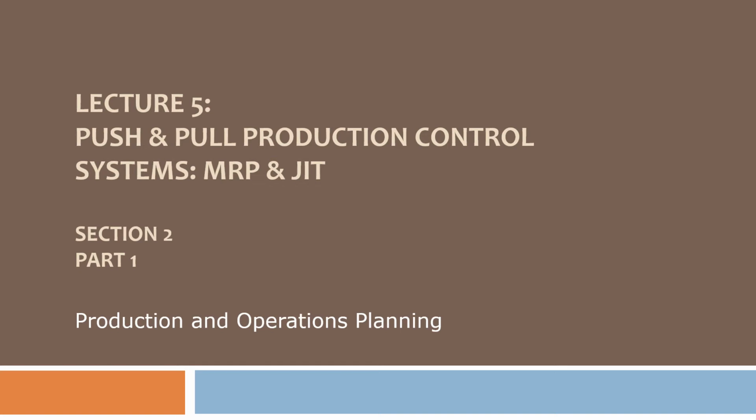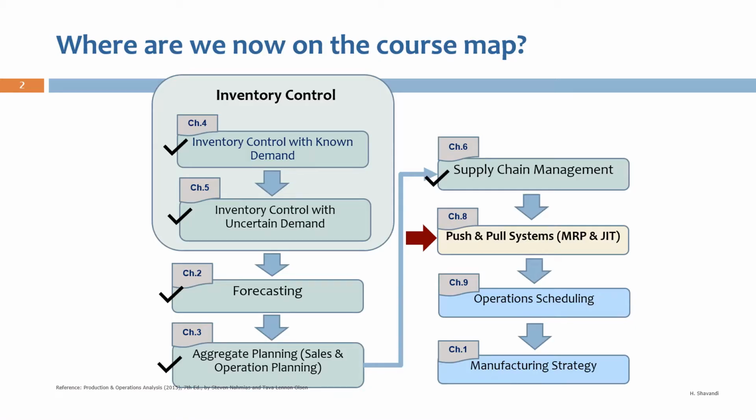Hi everyone, let's continue lecture 5 or chapter 8 of the textbook about push and pull production control systems, or MRP and just-in-time. We had section 1 of this chapter previous week, so this week we are going to have section 2, and this is the first part of the pre-recorded videos of this week. On the course map, we are still on chapter 8, and we're going to complete this chapter this week by having section 2 of this chapter.